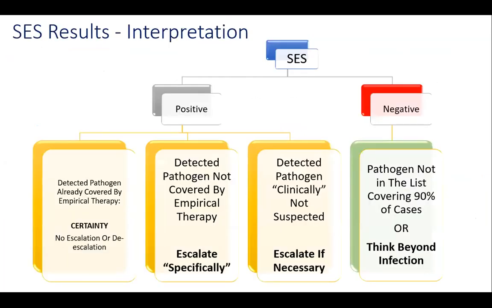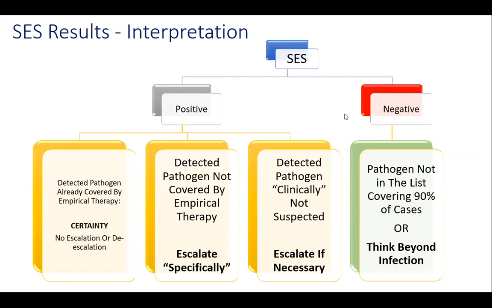Next, if you detect a pathogen which is the same as what you suspected, well and good, that means you have certainty for your therapy. If it is positive, but the pathogen is not covered by your empirical therapy, which you have already started, then escalate specifically. Now, if I am detecting a pathogen which is not clinically suspected, this bothers a lot of us as clinicians. Why did this happen? But in the case of the brain, which I consider a black box, if you find it necessary and the patient is not improving, escalate according to the new, unexpected pathogen found.